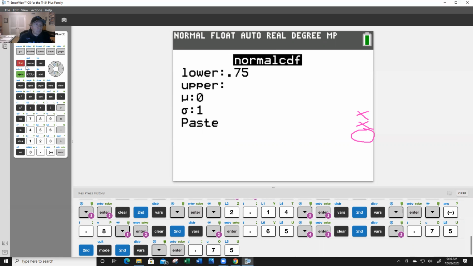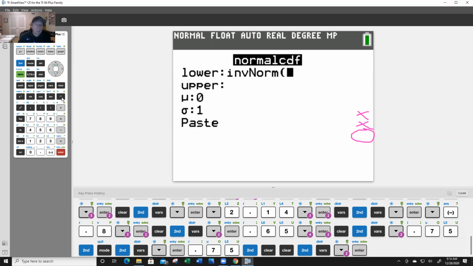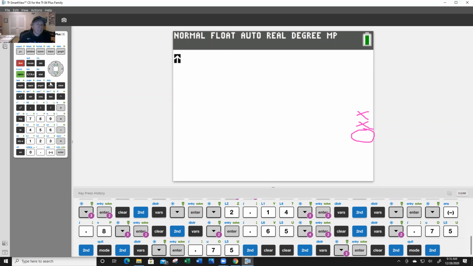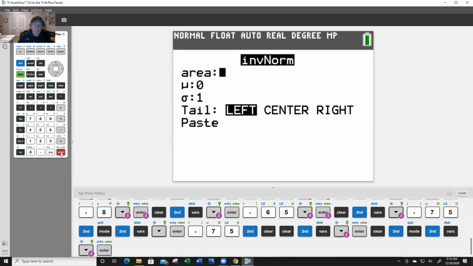Man, I messed it up again. So don't go too fast, kids. This is what messes you all up. Second distribution, inverse norm, item 3. Oh man, I'm a disaster right now. Quit. Try this all over again. Second distribution, inverse norm. Oh my goodness. That's like a blooper. I'm going to leave that on there because that's so entertaining how bad I was right there. Inverse norm. Enter. 0.75. Whew.